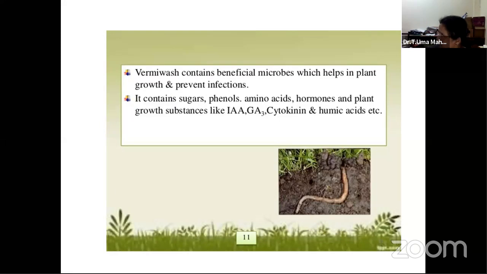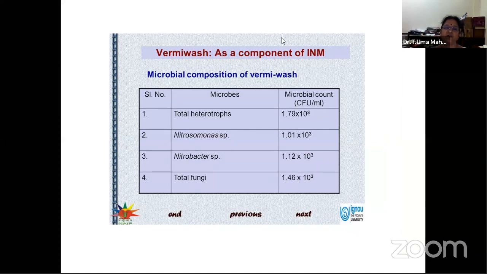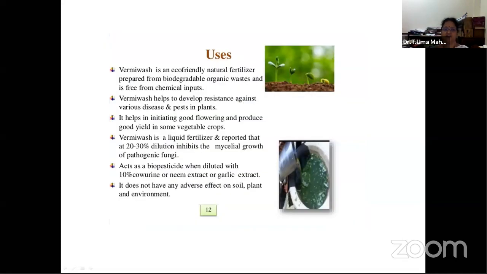This vermiwash contains all the beneficial microbes that we had in the vermicompost. It also has some enzymes and other hormones, so immediately you will have a ready-made effect which you can see. In addition, it has some microbes which will be useful for the plant. So you can use vermicomposting, vermi hatchery or vermiculturing, as well as vermiwash.